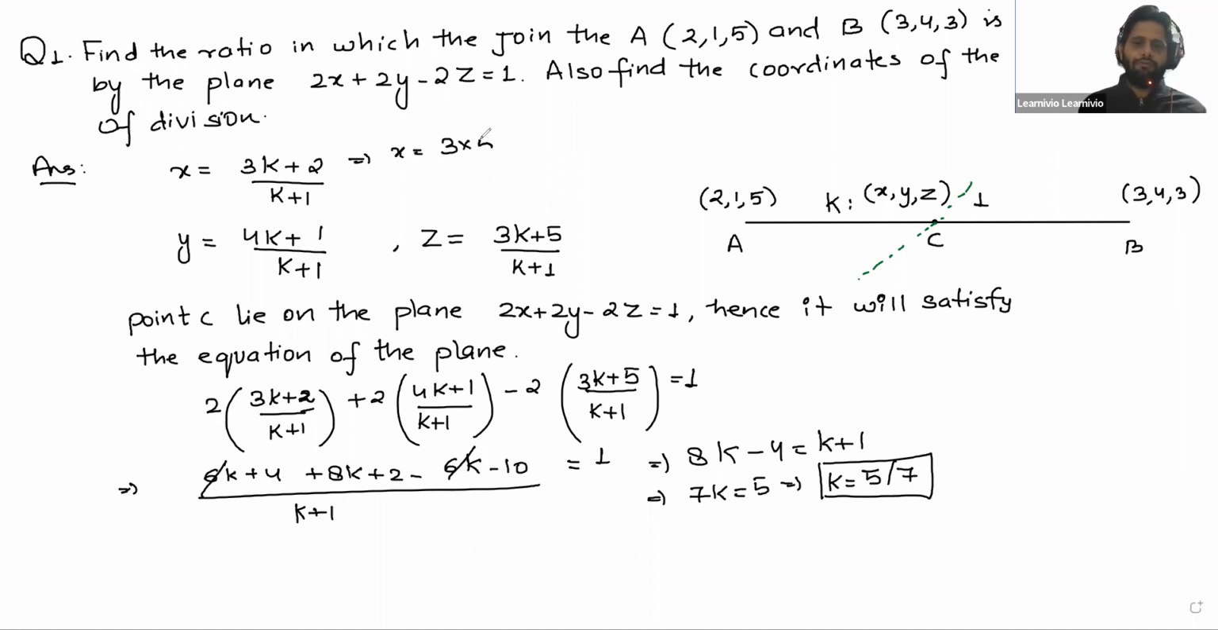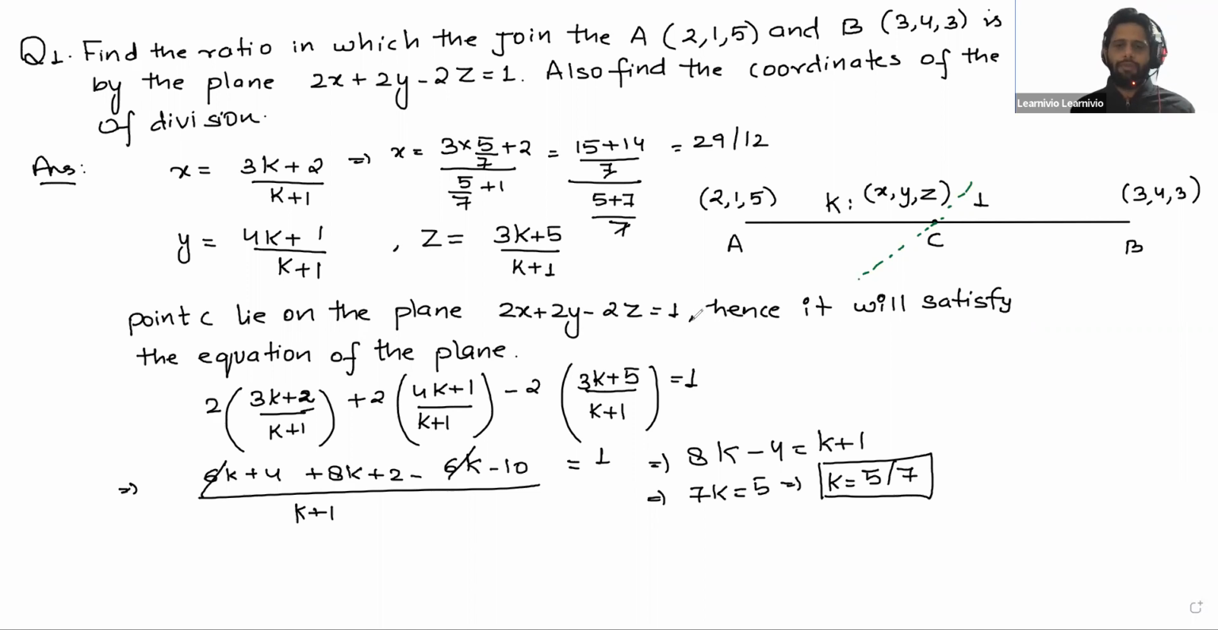So 3 into 5 by 7 plus 2, over 5 by 7 plus 1. So this is 15 plus 14 by 7, over 5 plus 7 by 7. So 7 will cancel out and you get 29 by 12. Okay, Krishna, in the same way, please put the point in Y and Z coordinate and tell me the answer.